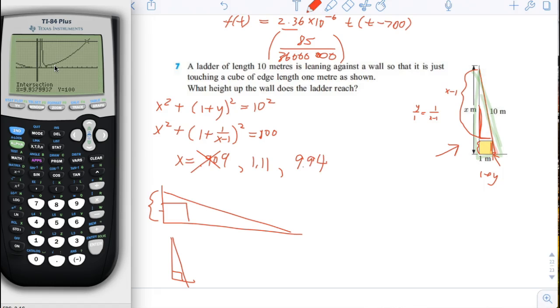Okay, so there's actually three intersections, 1, 2, 3. There's probably one over there too, but only two of them are valid because we want an x value that's greater than 1. So we would choose 1.11 and 9.94.